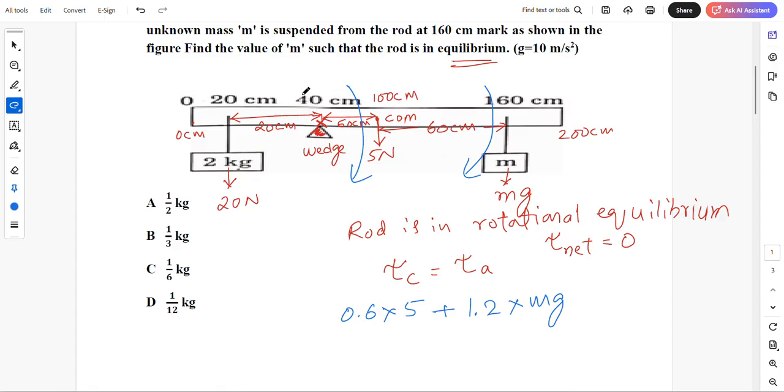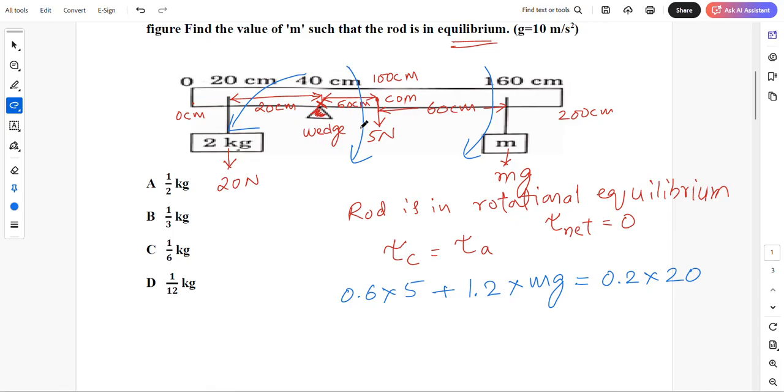Now one more force is there here, and this torque will be acting in the anti-clockwise direction. That is equal to the distance 20 centimeter, that is 0.2, into the force, that is 20. Hope you understood this one. These two are clockwise, and this is anti-clockwise, because the forces are downwards: 5 Newton, and the weight, that is force mg.